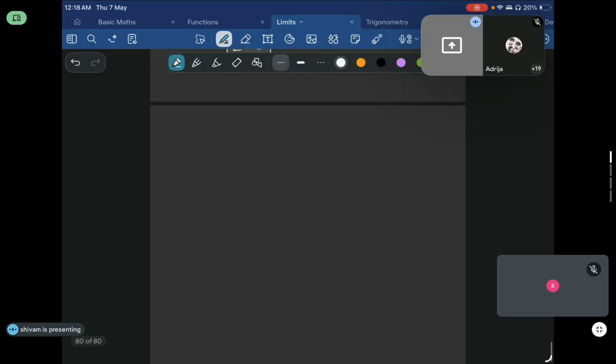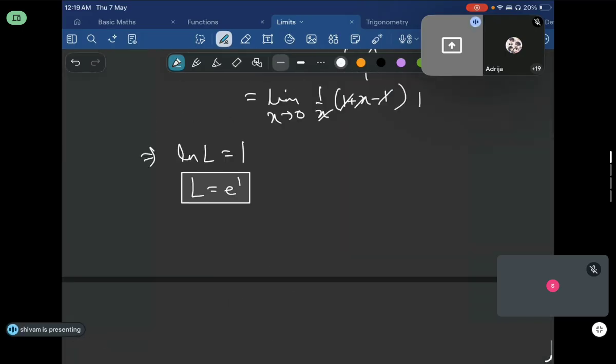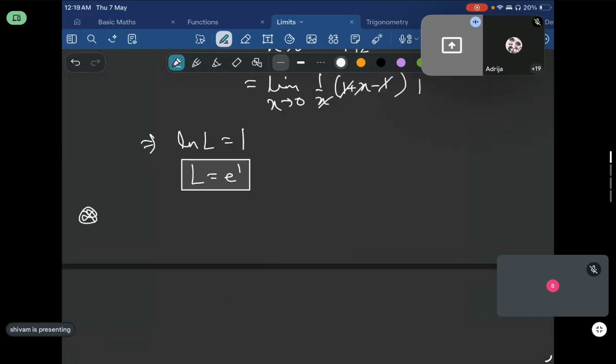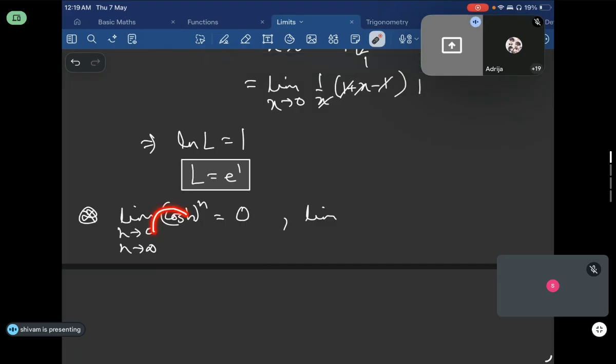Okay, next. There are some standard results I'm going to write. Limit h tends to 0 and n tends to infinity, (cos h) whole to the power n, this will be equal to 0 only. This is also a 1 to the power infinity form. When you substitute h equal to 0, you get cos 0, that is 1, so it is the 1 to the power infinity form.